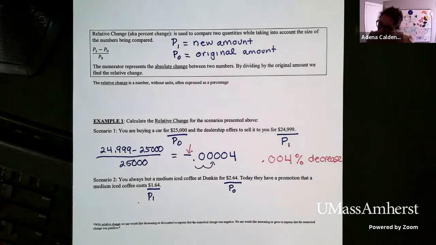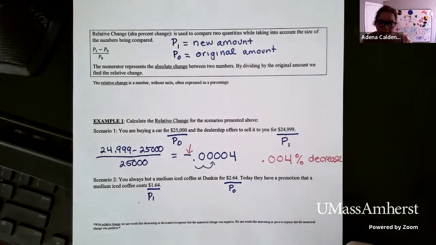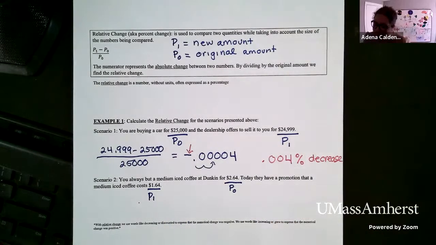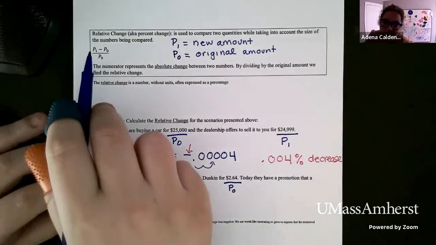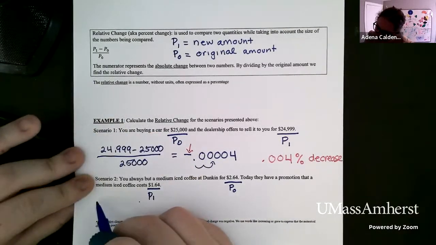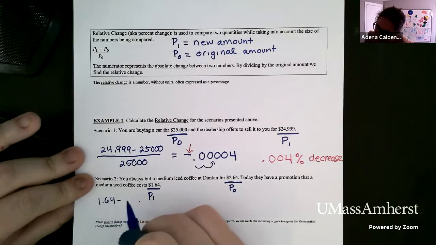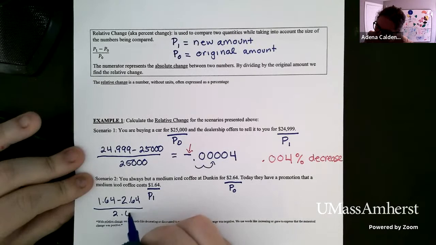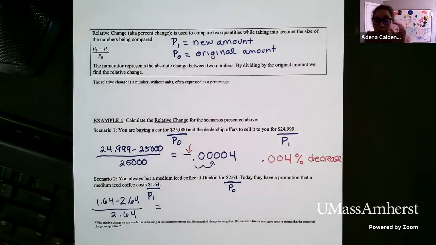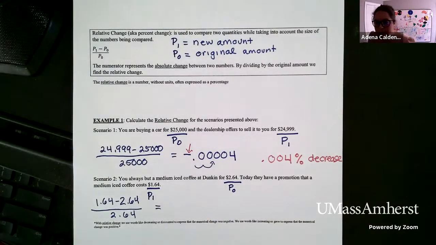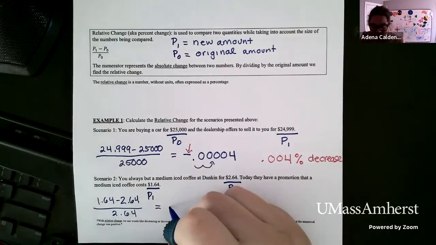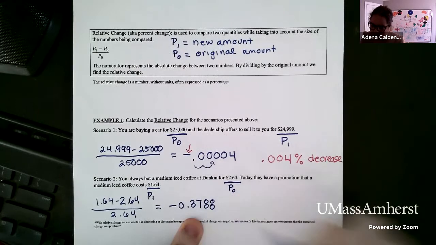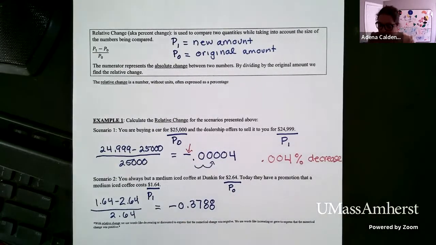Okay, so here our original amount was $2.64 and our new amount was $1.64. So when we put this into our formula, we're going to be doing 1.64 minus 2.64 divided by 2.64. Because the price is decreasing, we're expecting something negative. We get negative 0.3788.